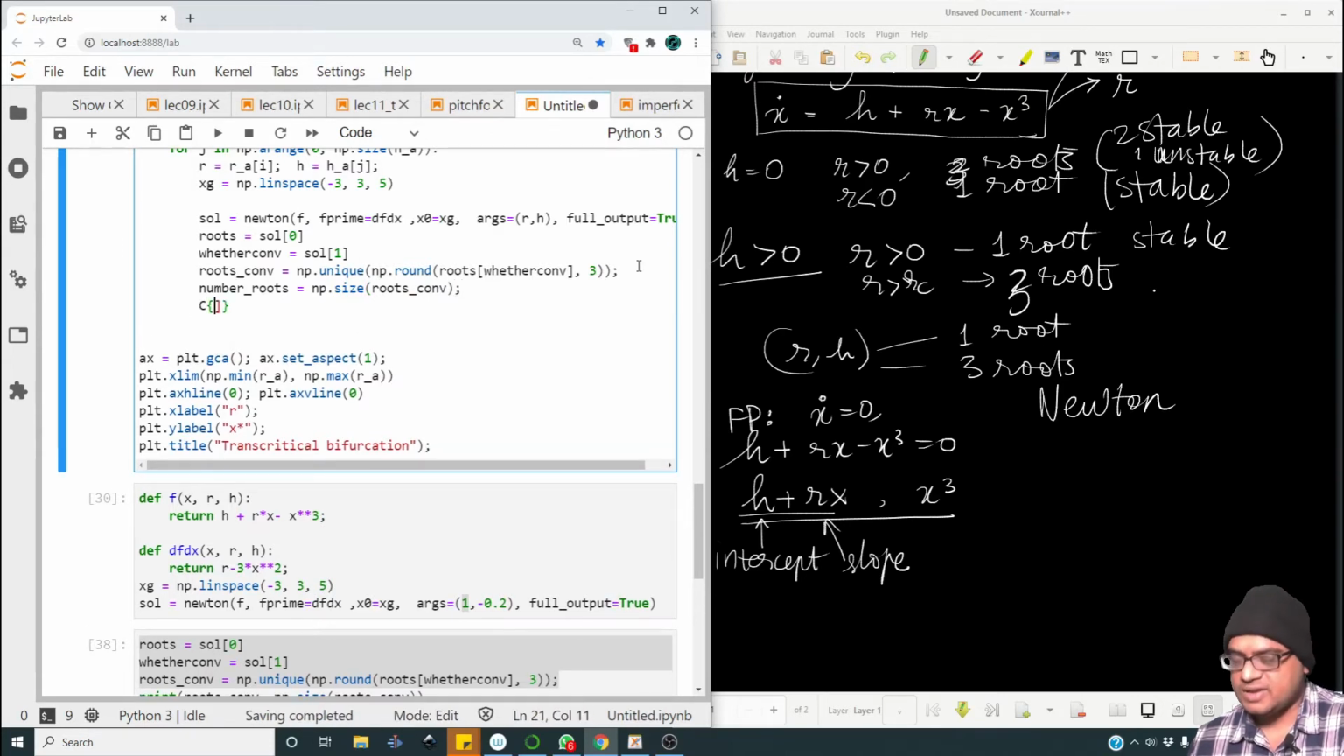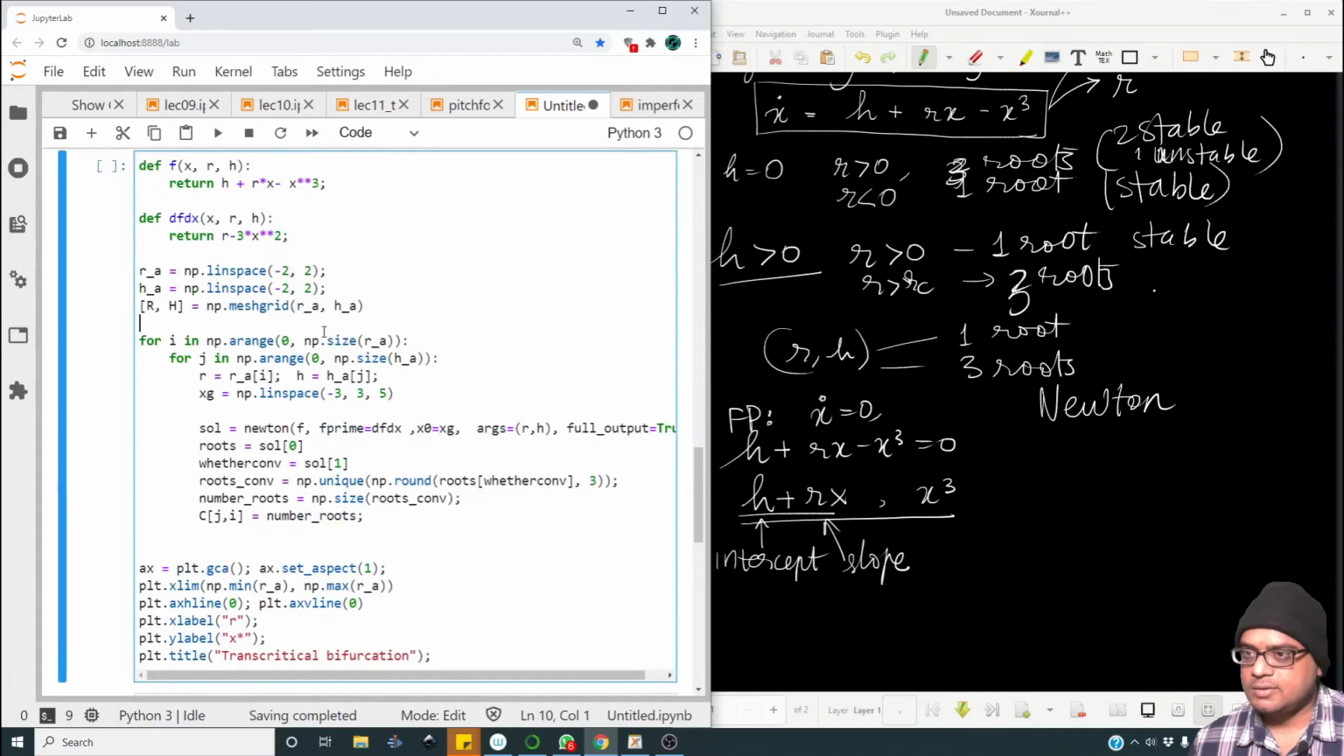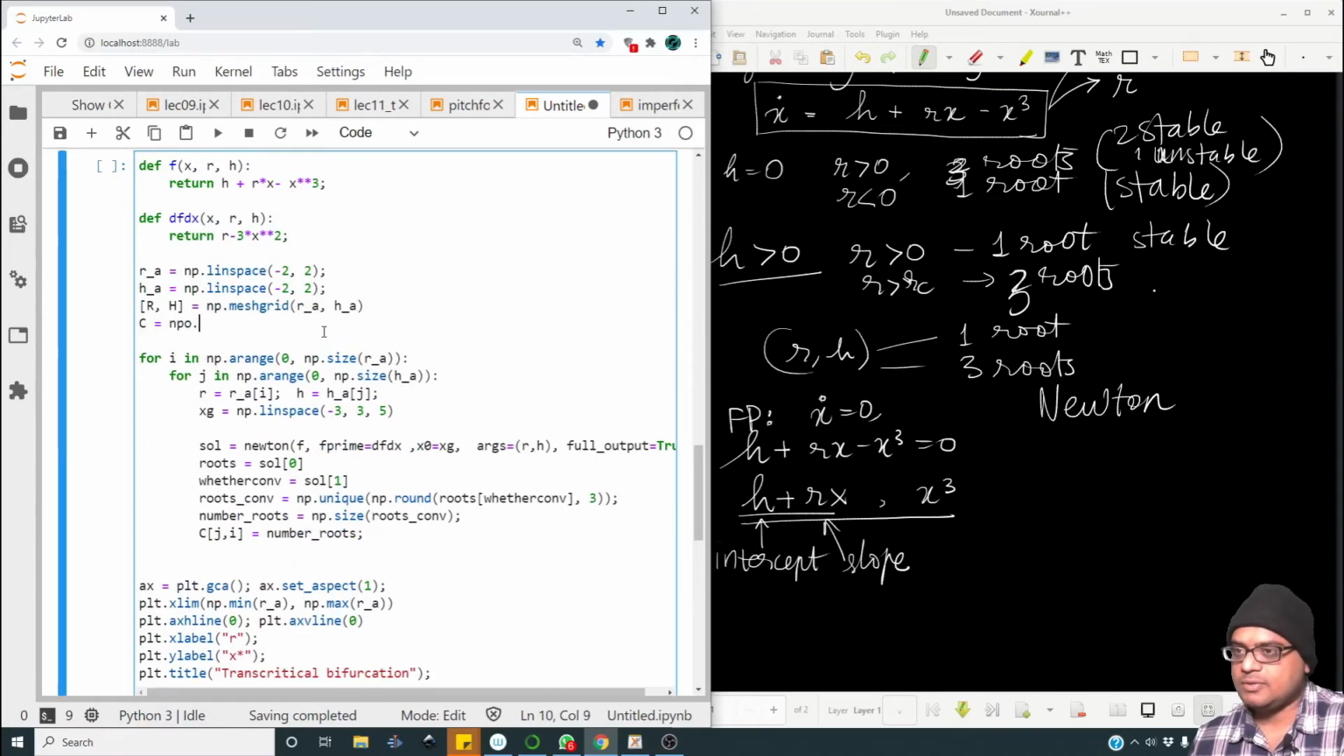And lastly, we will assign everything to an array, c[j, i] equal to number of roots. And here we will define c equal to np.zeros of np.shape of r. This is just an initialization of the c array with zeros. So now np is the number of roots. Yeah, that's pretty much it.